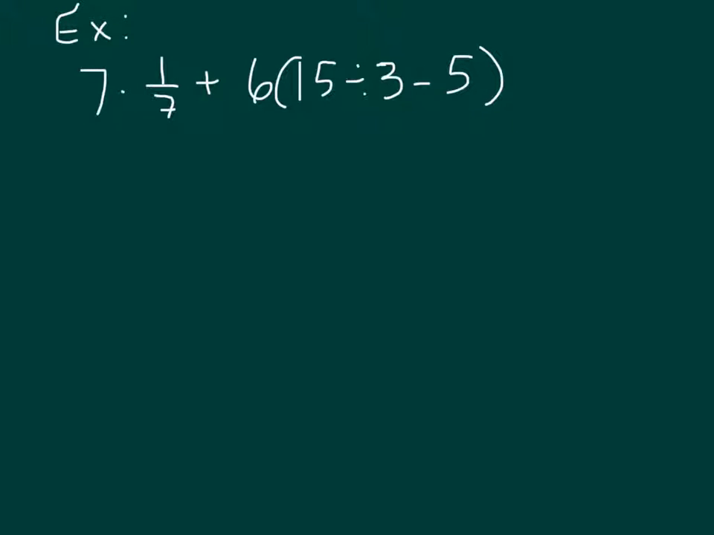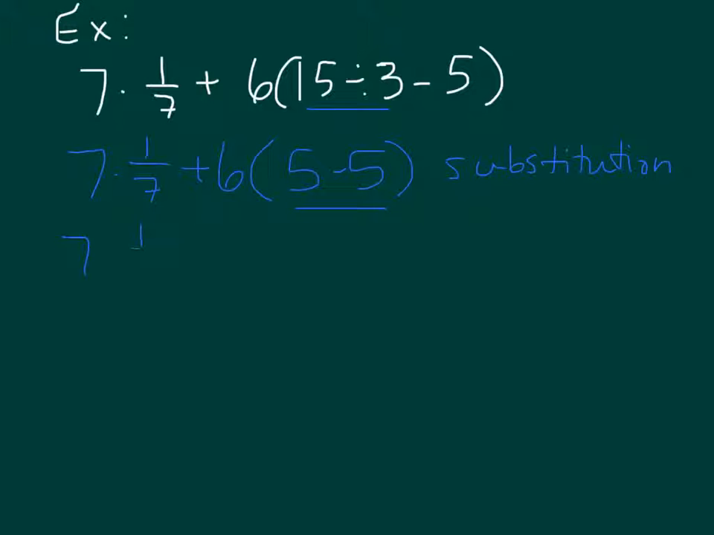So let's look at an example of how we can justify some simplification based on our properties. So if I'm going to do this expression here, I'm going to simplify it. First thing I'm going to do is look at my parentheses based on order of operations, and I'm going to do that division. So I'm going to say 7 times 1/7 plus 6 times 5 minus 5. And my substitution property is the one who allows me to do that. And then I'm going to do my parentheses, so I'm going to do 5 minus 5. So 7 times 1/7 plus 6 times, and I'm going to substitute 0. Again, that's substitution. Seems silly.